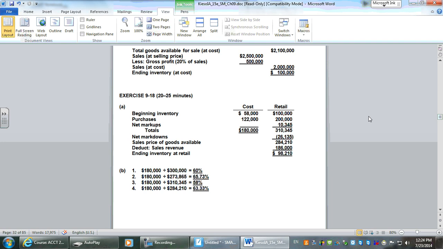So what would you use if you're using average? If you're going to do the average, what would you use here? What percent? What relationships? You'd use both. So if I want to get the relationship between cost and retail, I would keep my beginning inventory and my purchases together, right? So keep them together. And what would I use? Both. So you take 284, 210, right? That's the sales price of the goods available, and divide it into 180. What percentage was that?